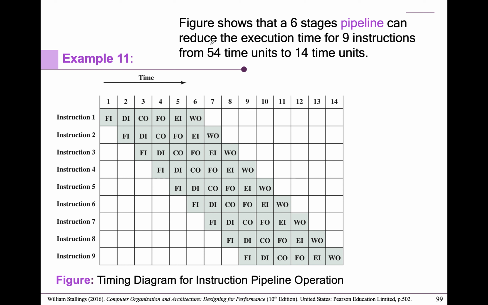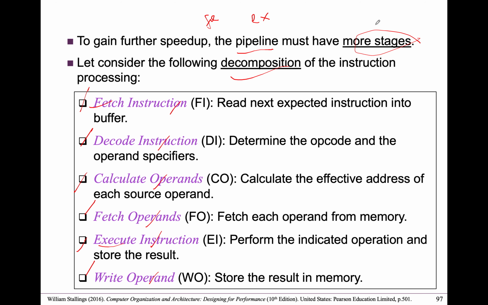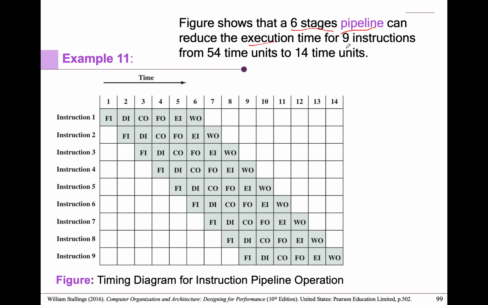So over here, example number 11, the figure shows 6 stages of pipeline because these are the 6 stages. It reduces the execution time for 9 instructions from 54 time units to 14 time units only. So you can see how many time units you already reduce by using a 6-stage pipeline. Let's say this is one process, one process taking 6 times. If you continue with 9, of course 6 times 9, you get 54.